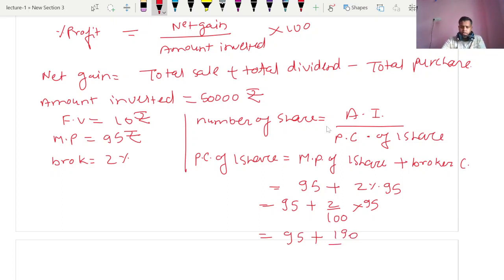So 95 multiplied by 2 is 190, so 190 by 100. This is nothing but 95 plus 1.9, which is equal to 96.9. So the purchase cost of one share is 96.9.